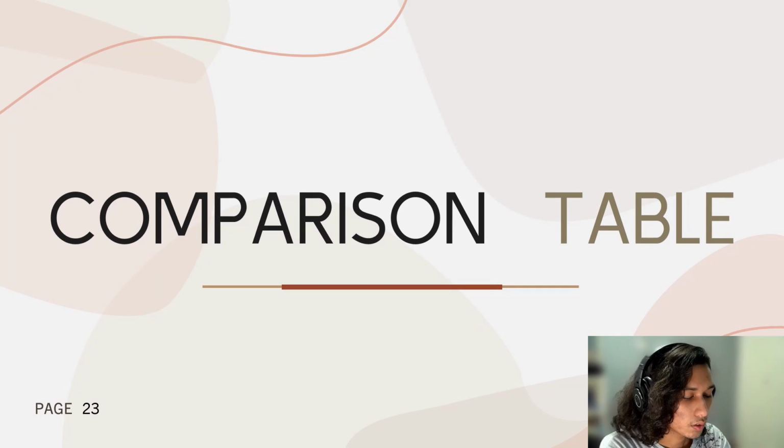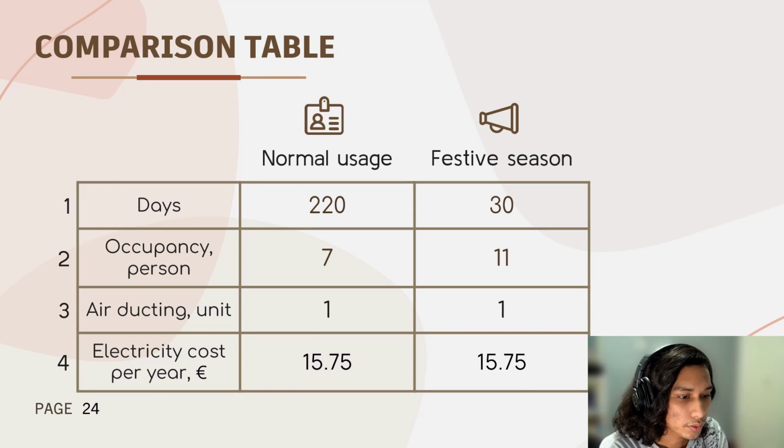Now on to the comparison between the usage during normal days and during the festive season. Under normal usage, the occupancy is 7 people, whereas during the festive season, the occupancy increases to 11 people. Despite the increase in occupancy, the number of air ducting units used is still 1. Therefore, the electricity cost per year is the same, which is €15.75.